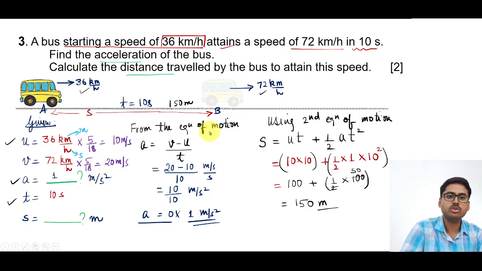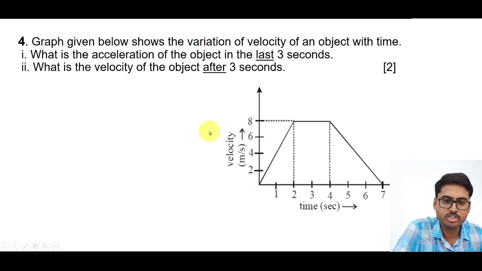So I hope the solution of this question is clear. It is super easy. You just need to take care of the units and calculations. Now coming to question number 4, this is the last question of the paper.